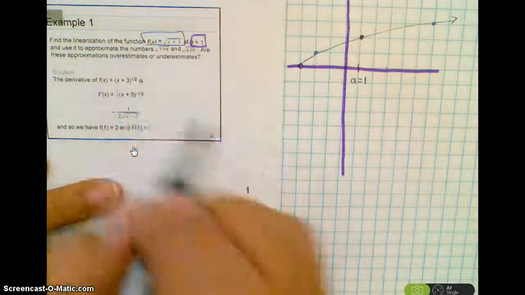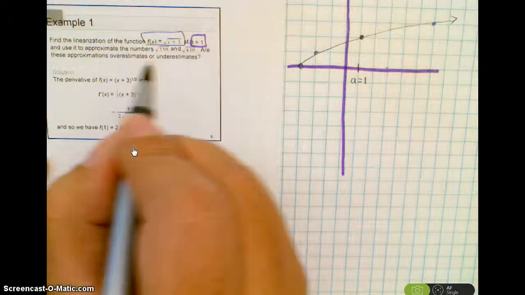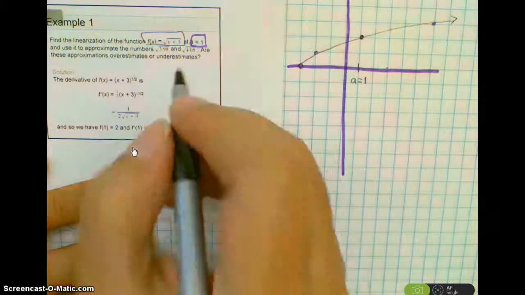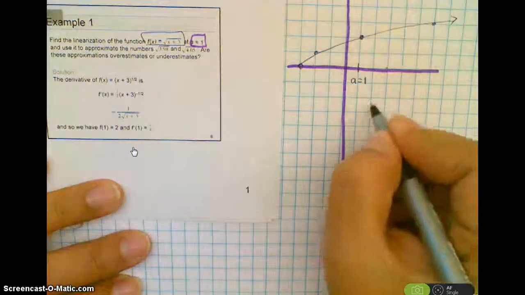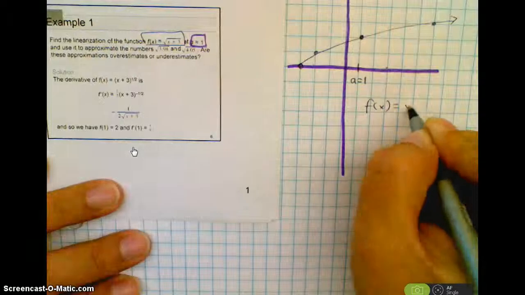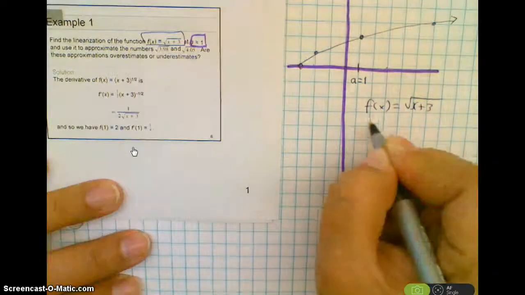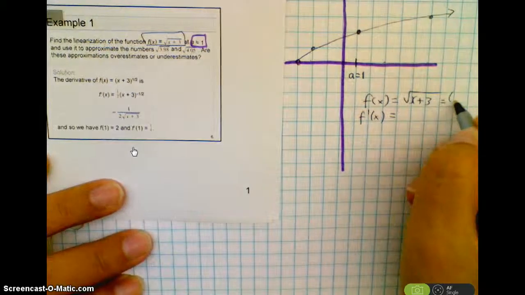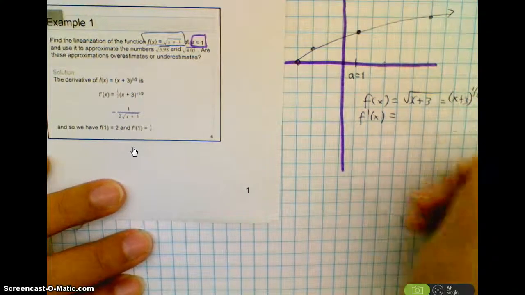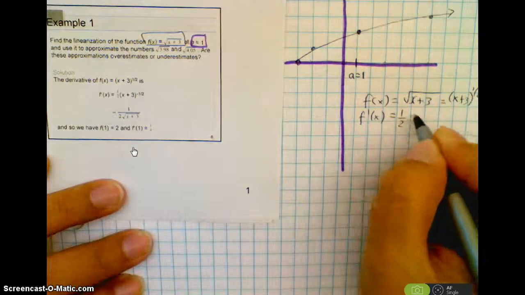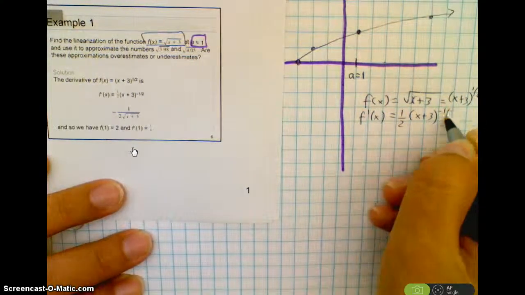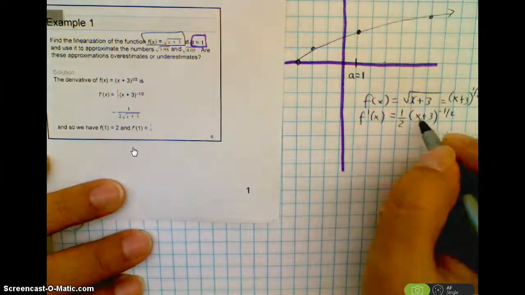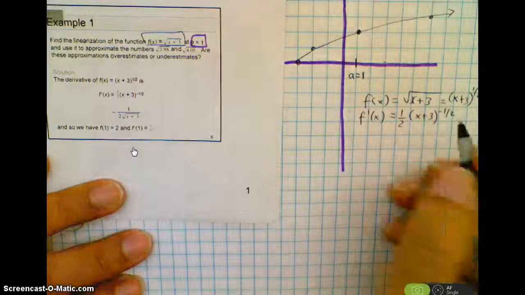It says use this fact and use this value of a to approximate the numbers square root of 3.98 and square root of 4.05. So the first thing I have to do is take my function and find the derivative. So f prime of x, remember taking derivatives of square roots, just write it as a power and then apply the power rule. So this would be 1/2 times (x plus 3) to the negative 1/2. And if there was something inside, then it would be times the derivative of the inside, but the derivative of the inside would be 1, so I'm just going to leave it like that.